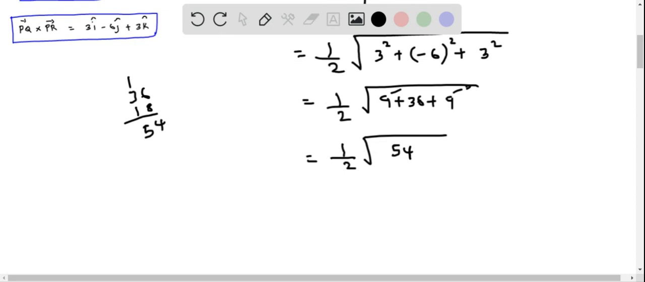And so when you plug this into the calculator, we get approximately 3.67. This is approximately 3.67. And so therefore the area of the triangle PQR is 3.67.